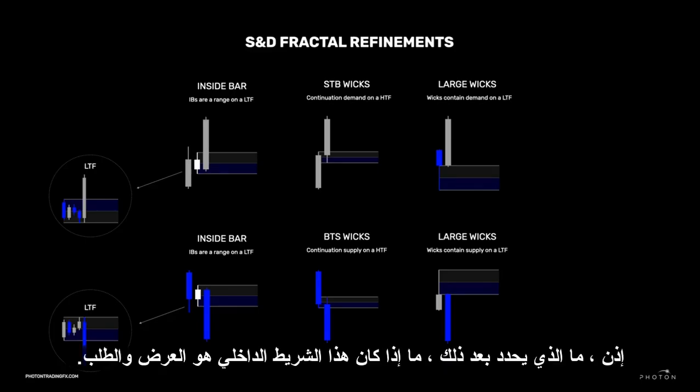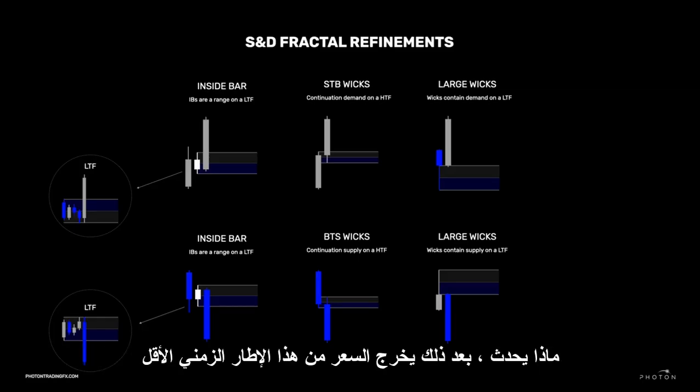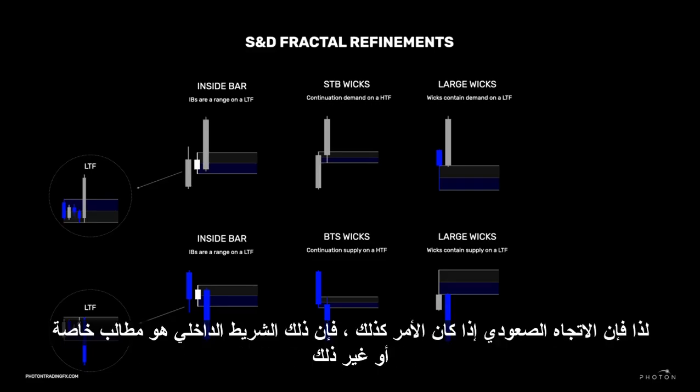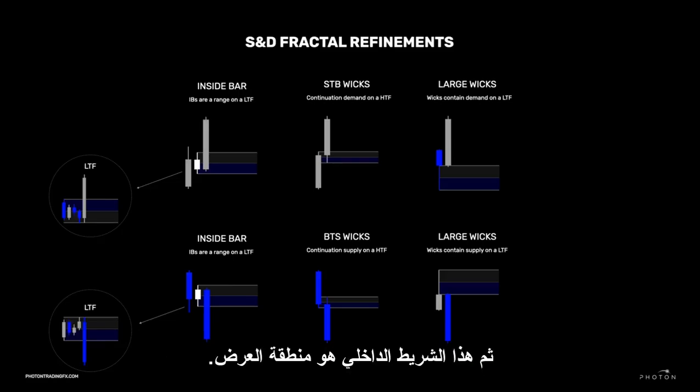So what then determines whether that inside bar is supply or demand? It isn't whether it's a bullish or bearish candle itself, but what happens next. Does price break out of that lower time frame range to the upside? If so, then that inside bar is a demand zone. Or if that lower time frame range breaks out to the downside, then that inside bar is a supply zone.